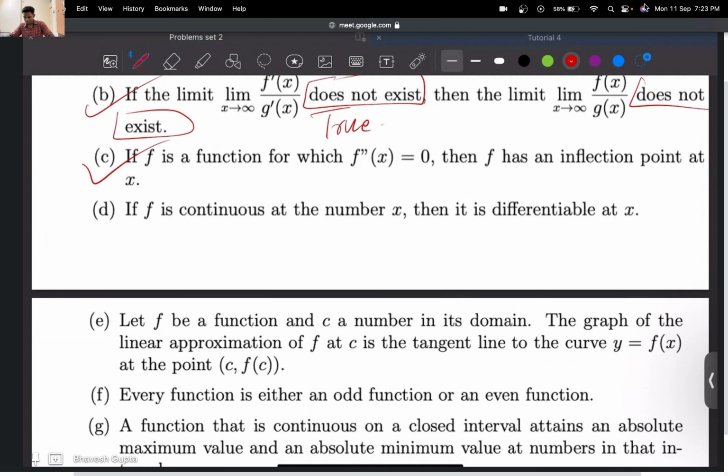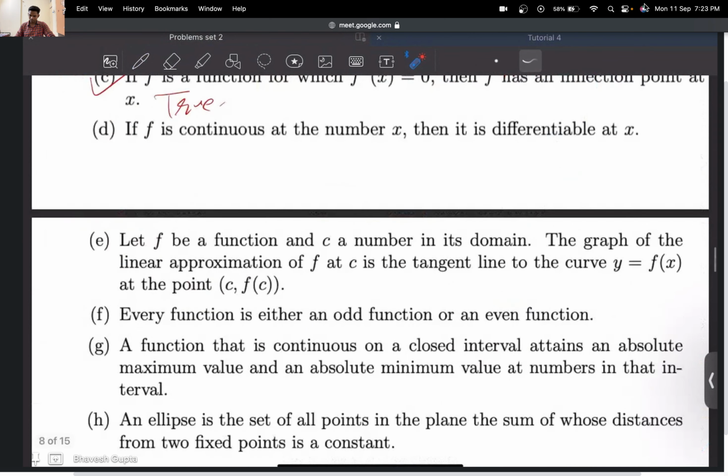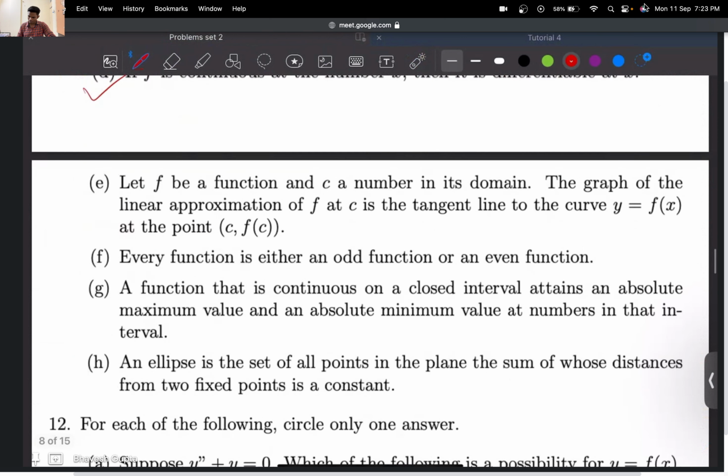Now let's go to the C part. We have this function f(x) for which the double derivative is 0. Then f has an inflection at x equal to c. This is again a repeat question, which we have just discussed earlier as well. You can see from the T part over here, exact same question. Again, that's repetitive. Next, let's go to the next part.